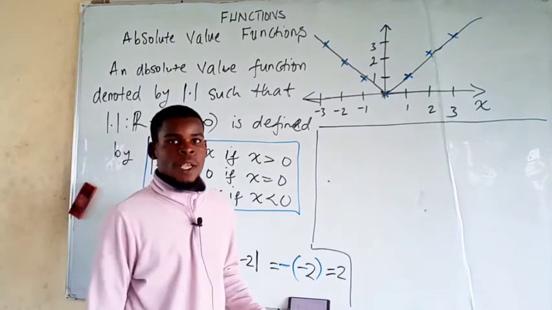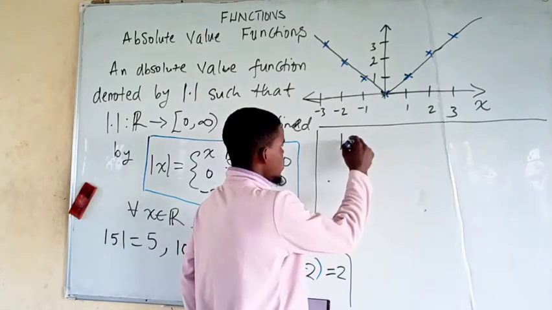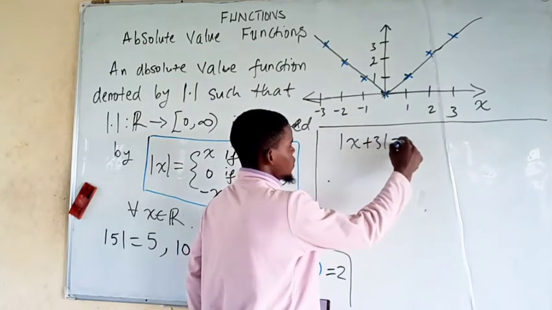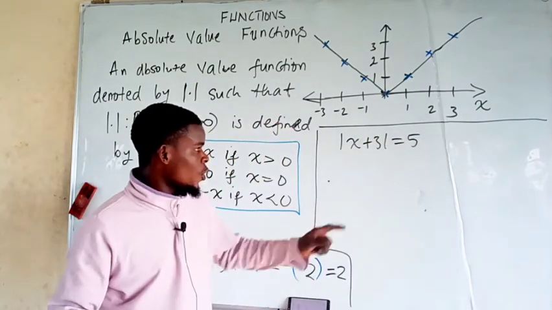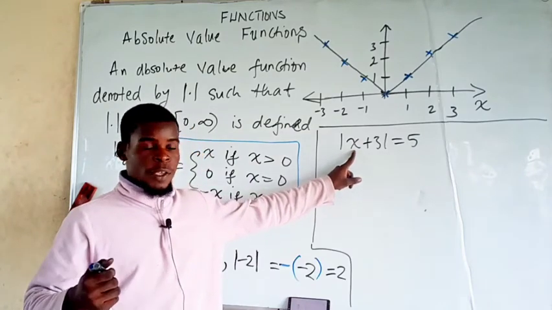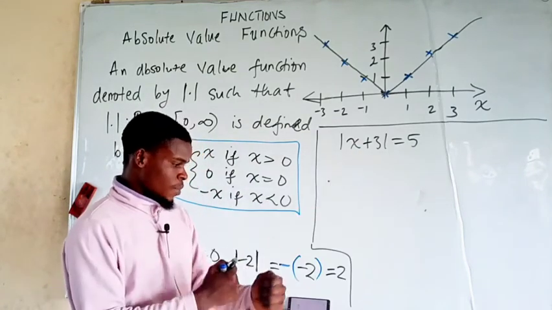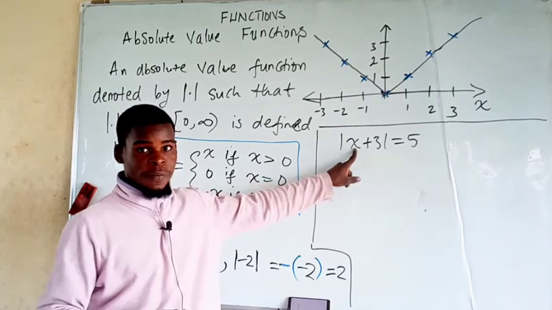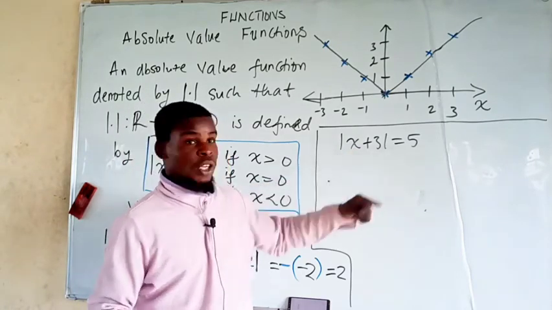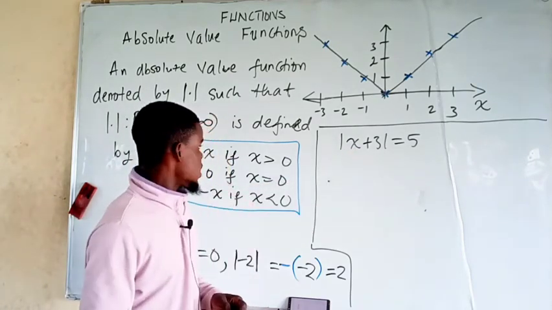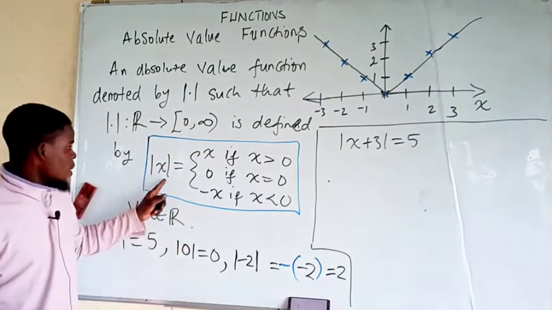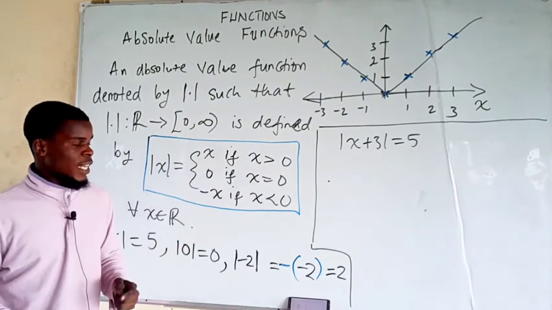All right, good. So we want to find the values of x that will satisfy this equation. Absolute value of x plus 3 equals to 5. So we want to find all real numbers that when we plug in here in place of x and evaluate the absolute value, it's going to give us 5 as a result. Now from this definition of absolute values, we say that the absolute value of x will be x if x is bigger than 0.